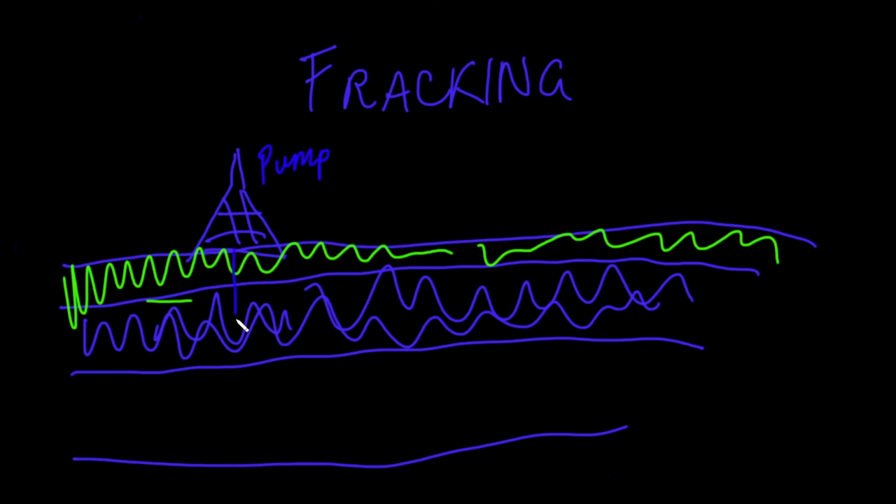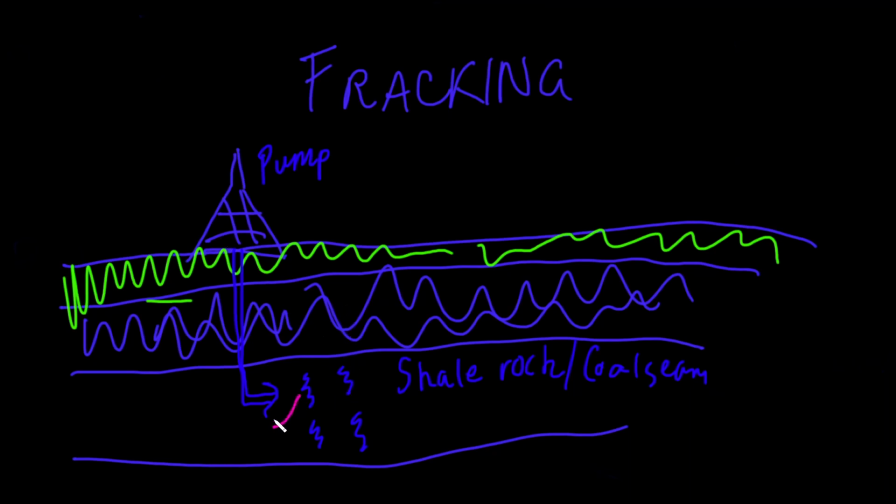But the main thing with this is, this will be a pump. Essentially what the pump does is it has a direct line into, this might be shale rock or a coal seam. At high pressure, water and sand and other chemicals will be pumped in, and it will cause the rock or the coal seam to break into these fissures. These fissures allow the gas to come out, and then it can be pumped back up to this pump and then stored for whatever purpose.